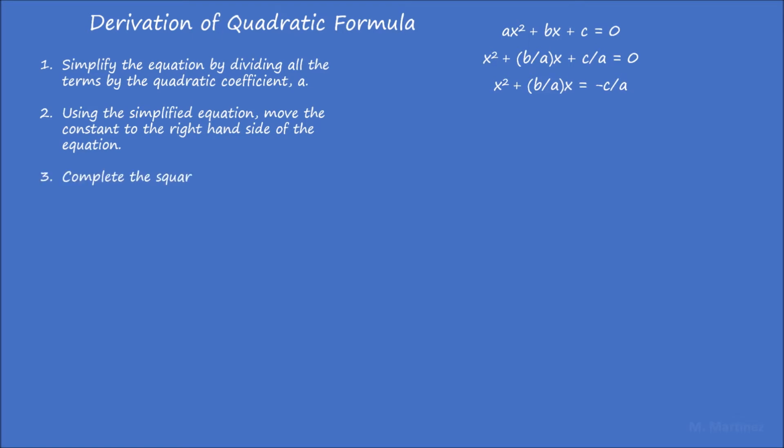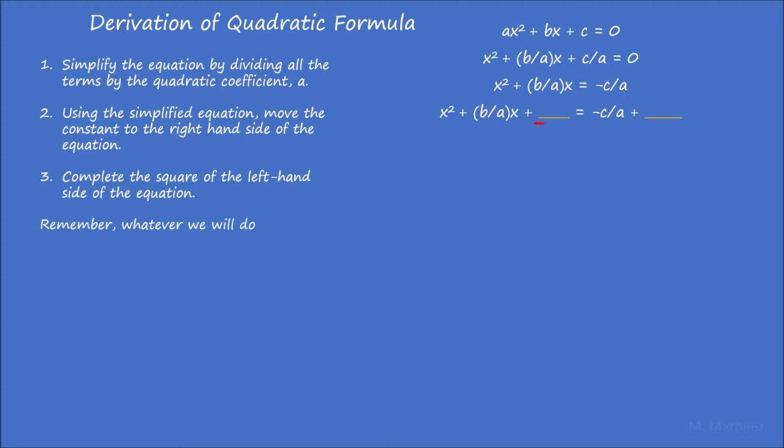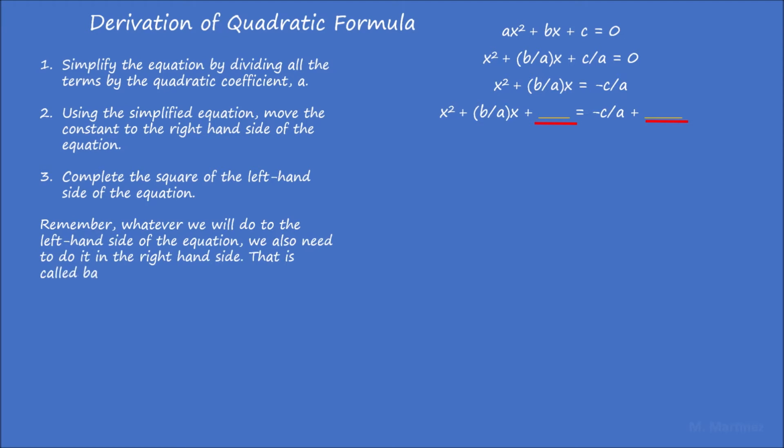Step 3, complete the square of the left-hand side of the equation. Our aim is to make this equation a perfect square. As we discussed in the previous video, to make this a perfect square, we need to add the missing piece. Remember, whatever we do to the left-hand side of the equation, we also need to do to the right-hand side. That is called balancing the equation. Let's say the missing piece will be represented by d. We need to add d to both sides of the equation.